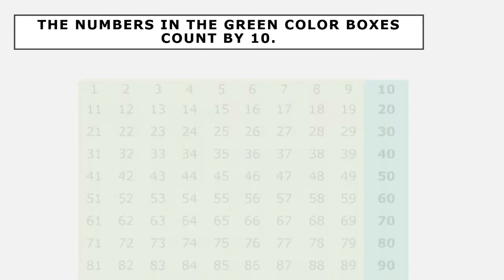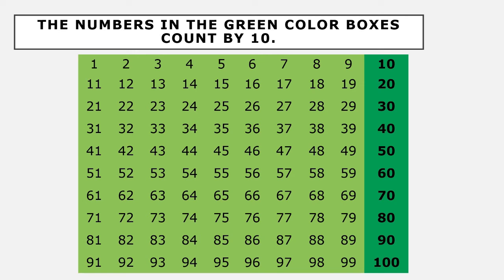Okay. The numbers in the green color boxes count by 10. You can see that there is a pattern. 1, 2, 3, 4, 5, 6, 7, 8, 9, 10, and then you can add a 0. 10, 20, 30, 40, 50, 60, 70, 80, 90, and 100. Or we can say 100, 90, 80, 70, 60, 50, 40, 30, 20, and 10.